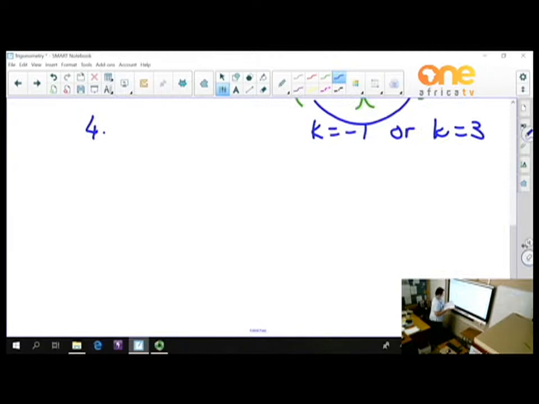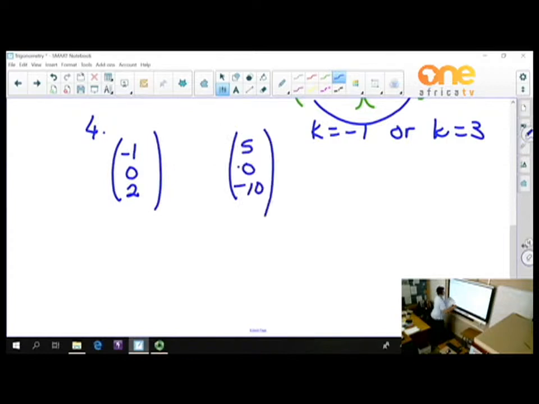Right, question 4. So now we have the vector (-1, 0, 2), and we have to show that this is parallel to (5, 0, -10). Now, we've looked at perpendicular, but when will they be parallel? When will vectors be parallel? Let's just look at the picture. These vectors are parallel. Even if this one's direction is like this, they are still parallel.